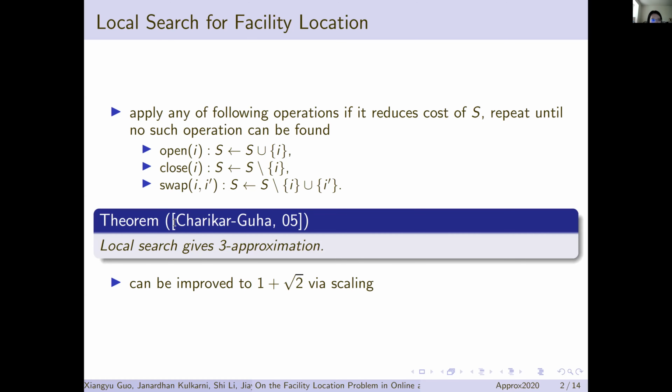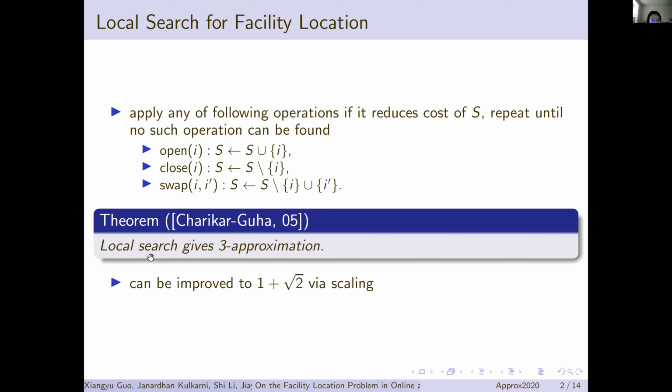There are actually several results for the offline setting problem. The most relevant algorithm to our problem is the local search algorithm, and local search can give a 3-approximation solution. What is local search? Given a solution S, you apply any so-called local operations if they can reduce the cost of S, until no such operation can be found anymore. This includes opening a facility i, closing a facility i, or swapping two facilities, which means opening a new facility and closing an open one.